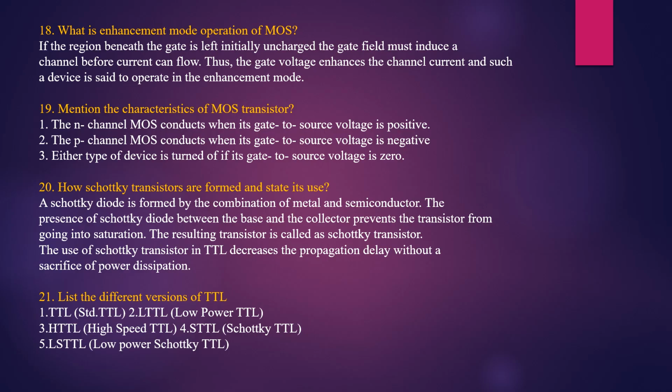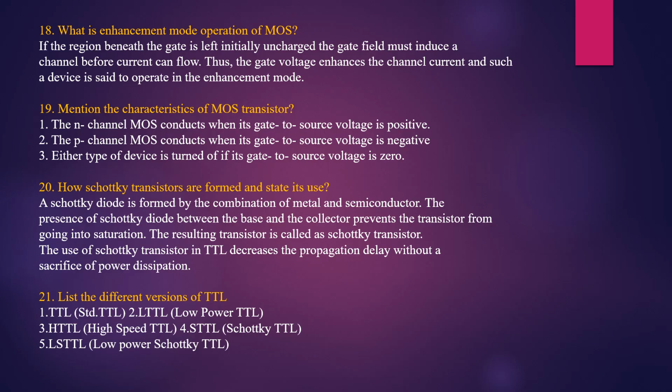20th question, how are Schottky transistors formed and state their use. A Schottky diode is formed by the combination of metal and semiconductor. The presence of a Schottky diode between the base and the collector prevents the transistor from going into saturation. The resulting transistor is called a Schottky transistor. The use of this in TTL is to decrease the propagation delay without a sacrifice of power dissipation.